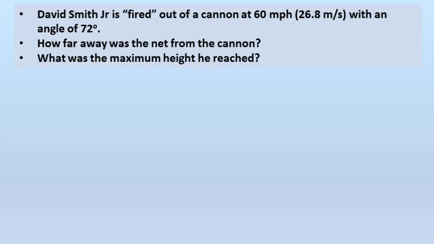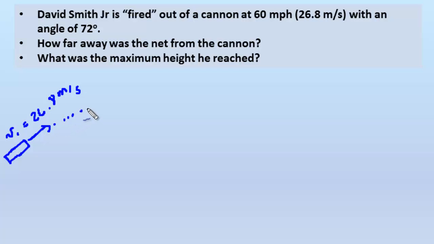So we have two unknowns here. We're going to tackle them one at a time. And just like before, before we start tackling the problem, we're going to draw a picture of what we've got. So we have some cannon going off at an angle, and it's ejecting a velocity. That initial velocity is equal to 26.8 meters per second.